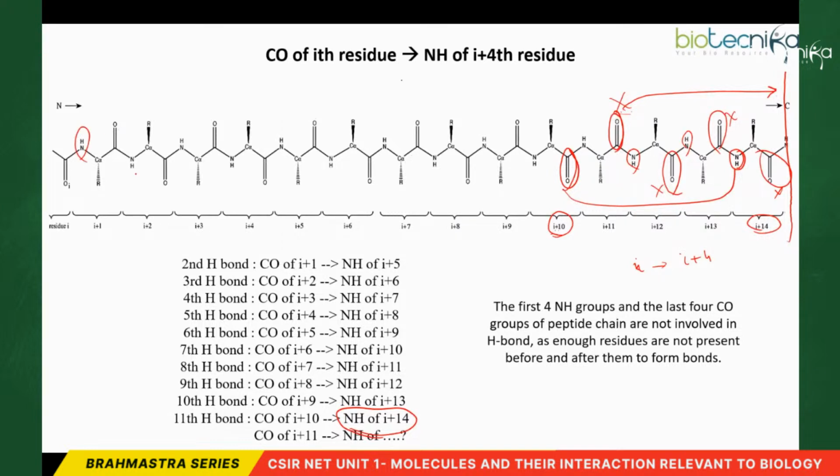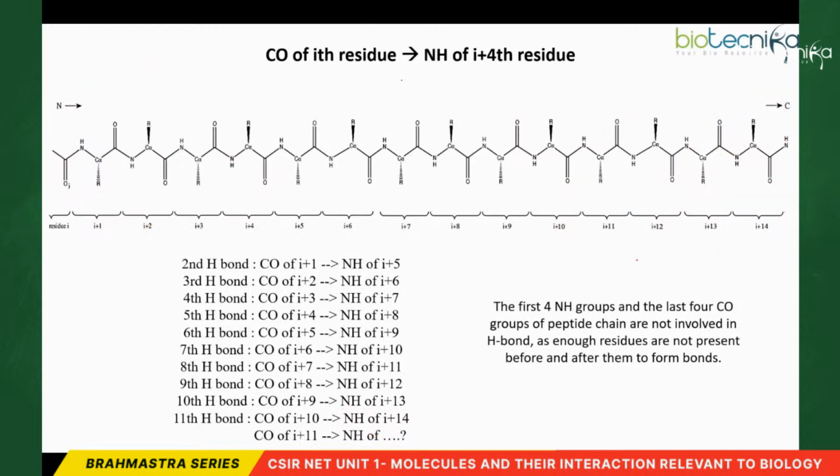Similarly, the first four NH groups will not be able to form a bond. They can only form a bond with the CO groups, because CO are to NH group. That is why the first four will have only half of a hydrogen bond. Last four also will have half of a hydrogen bond, and in between they will have one hydrogen bond each. So like that.